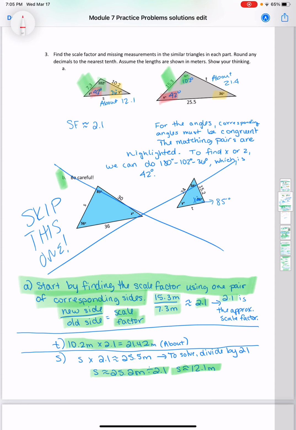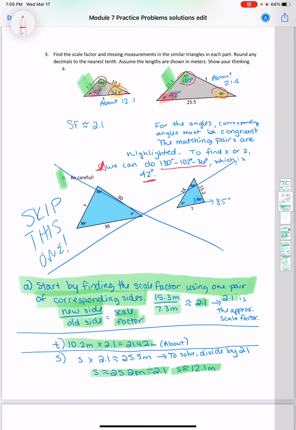For number 3, I like to start with the angles first and label all the pairs of corresponding angles. So we've got 36 degrees here, 36 degrees here, 102 degrees here, which means 102 degrees here. And then I don't know X or Z, but I do know the sum of angles in every triangle is 180 degrees. So if I do 180 degrees and take away the 102 degrees and 36 degrees, I'm left with 42 degrees, which means Z and X are each 42 degrees.